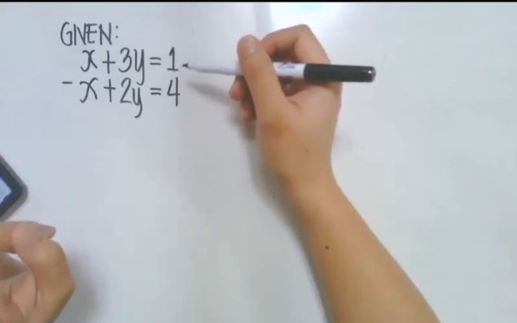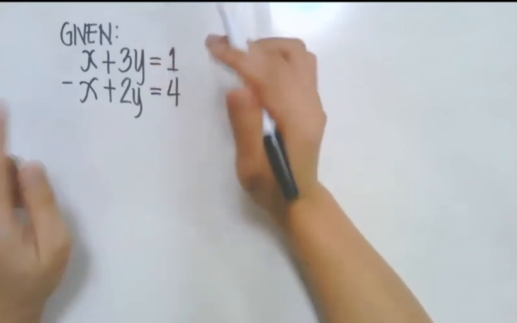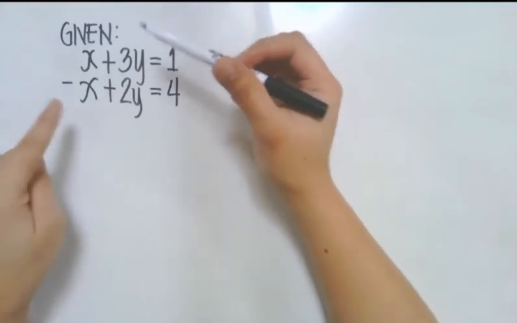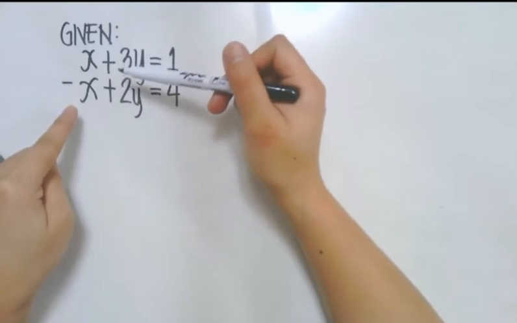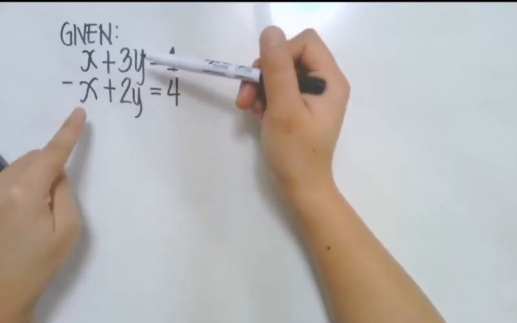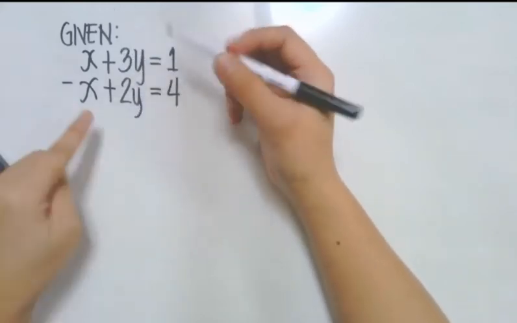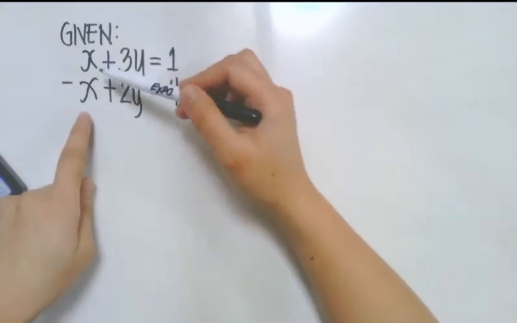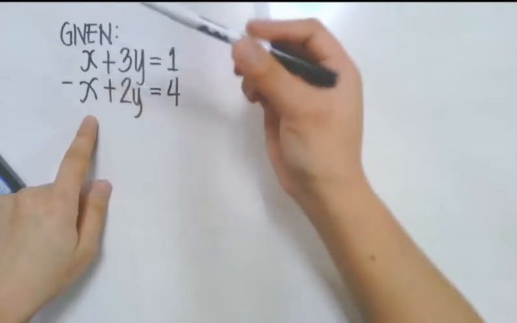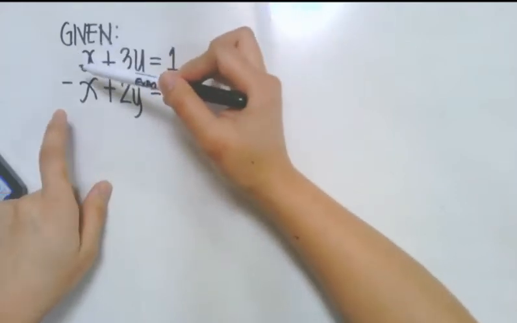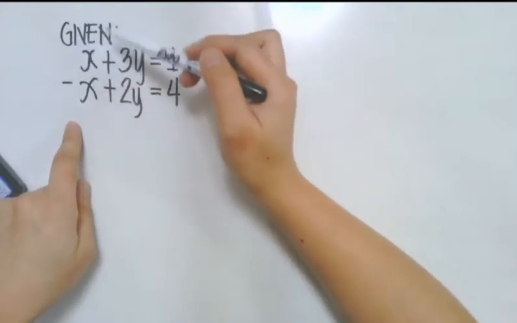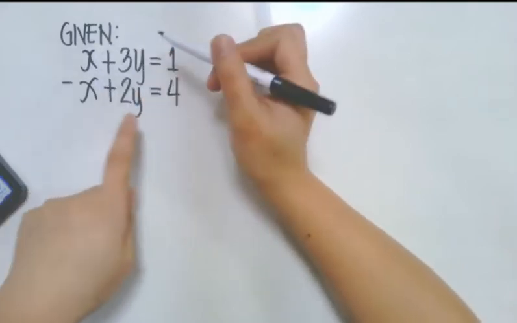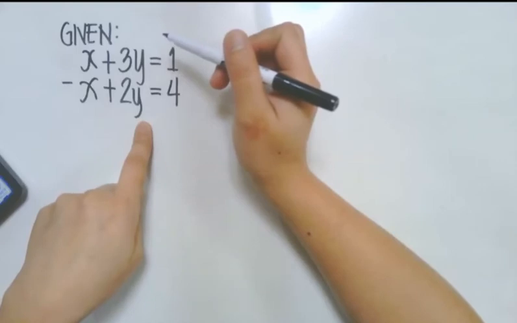Next, we need to determine which variable to eliminate. And I'm going to give you a clue. As long as our numerical coefficients are the same, then that would be the variable that we need to eliminate. In this case, our x variable has the same numerical coefficient of 1, which means we will need to eliminate our x variable to solve for the y variable.